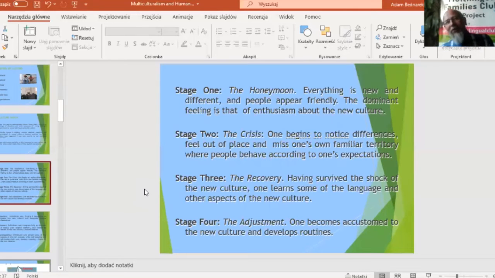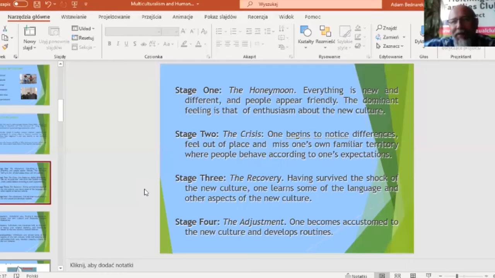You've always wanted to move, you always wanted to come here, or you finally feel that this is where you're going to grow your roots and start your family's future, and that's the enthusiasm that you get, right? Everything is new and different. People appear friendly. Your problems just vanished.